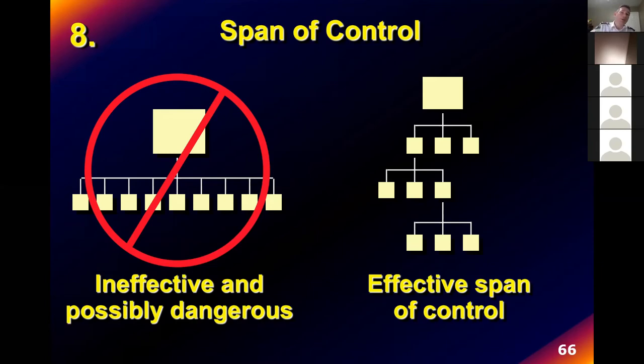The person below them, right, basically, if you can see my pointer, this person here has a span of control of 3, right? This person has nobody that they need to pay attention to. And this person, again, is a team leader for another team of 3. That is an effective span of control.